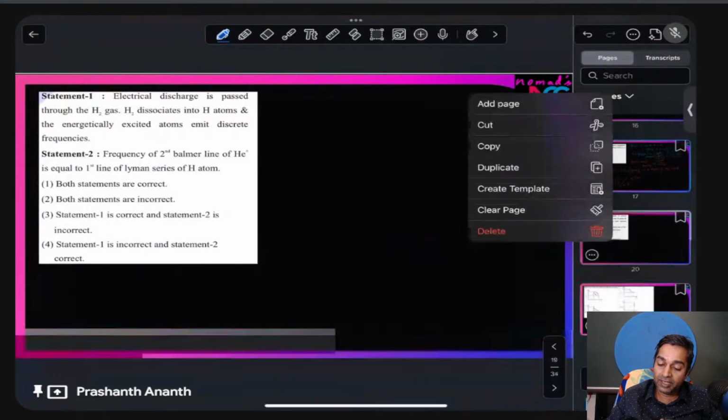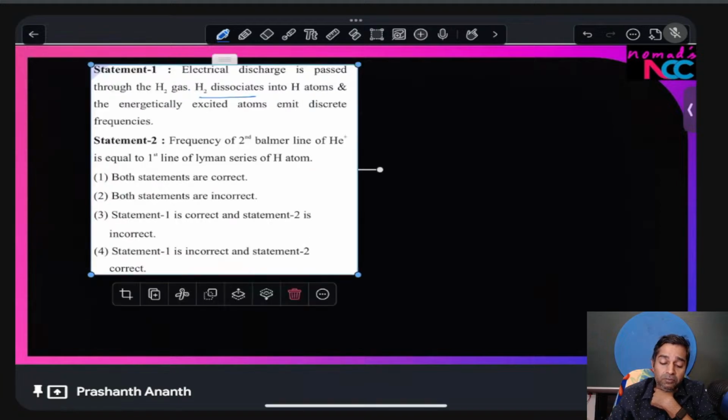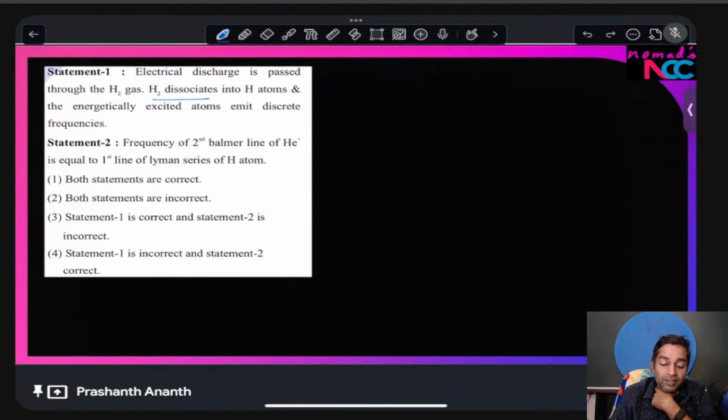So let me duplicate this also so that we have more space. Okay, statement 1: electric discharge is passed through hydrogen gas. Hydrogen dissociates into hydrogen atoms, and the energetically excited atoms emit discrete frequencies. This is a good final question from atomic structure. So this is going to be a question on the hydrogen spectrum.